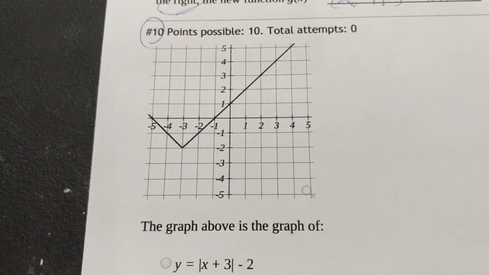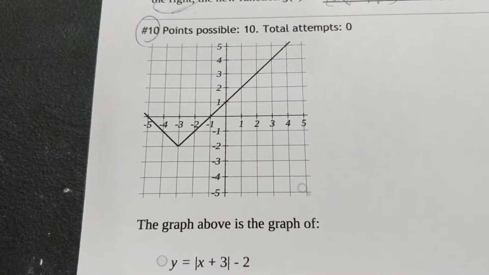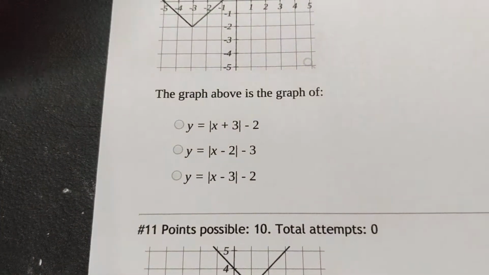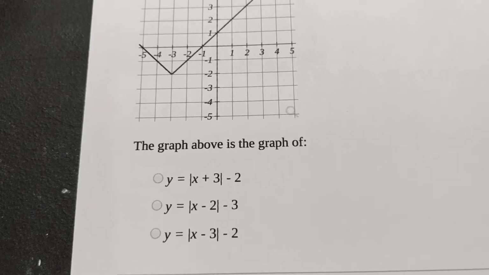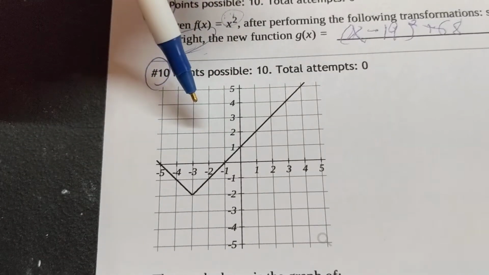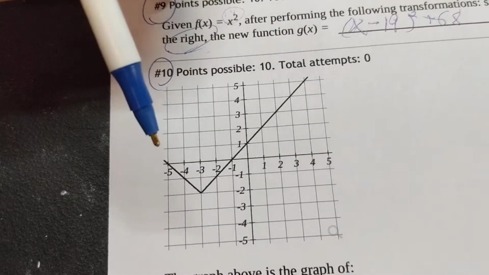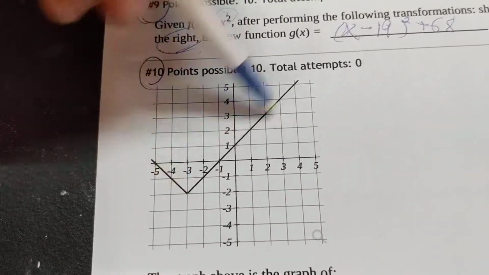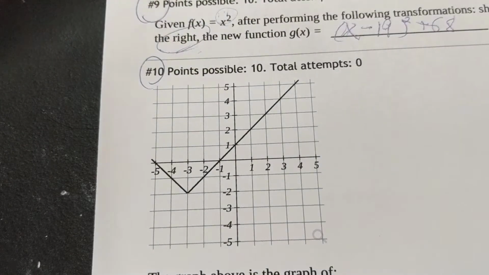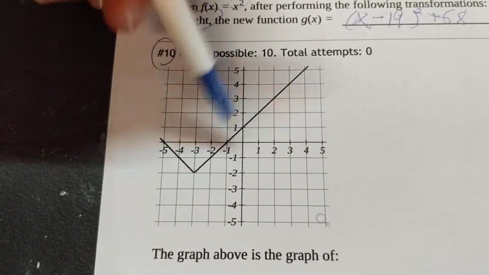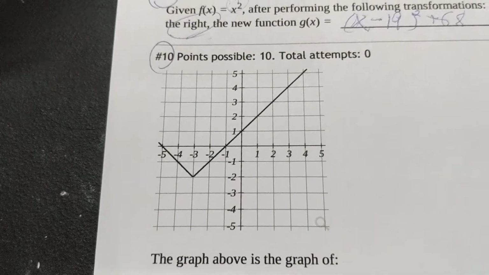Number 10, I'm looking at this as an absolute value looking function. This is a multiple choice one, and some of the next ones are not. But I figured I'd at least talk about number 10 because it'll set the stage for the others. We have an absolute value function because it's all V looking. And I've got to figure out how in the world this is going to go.